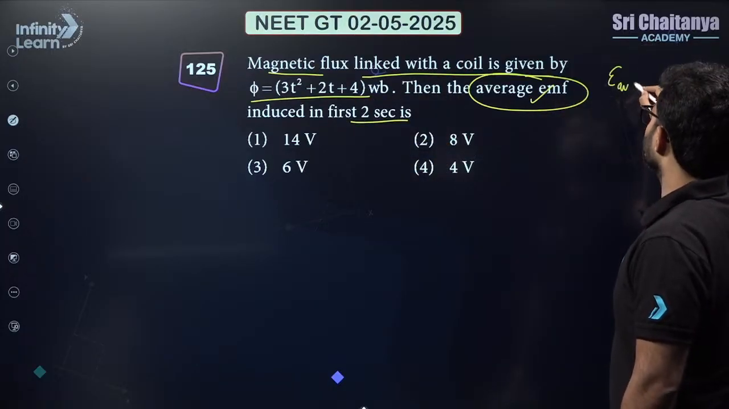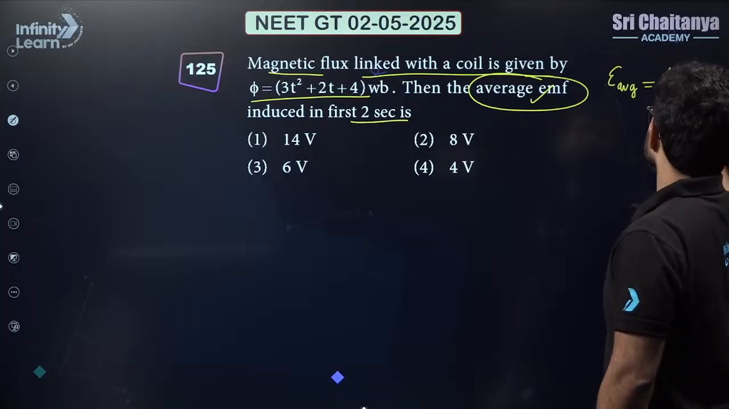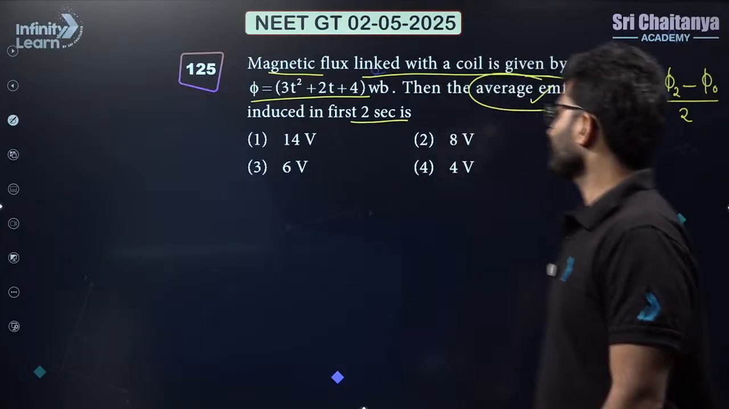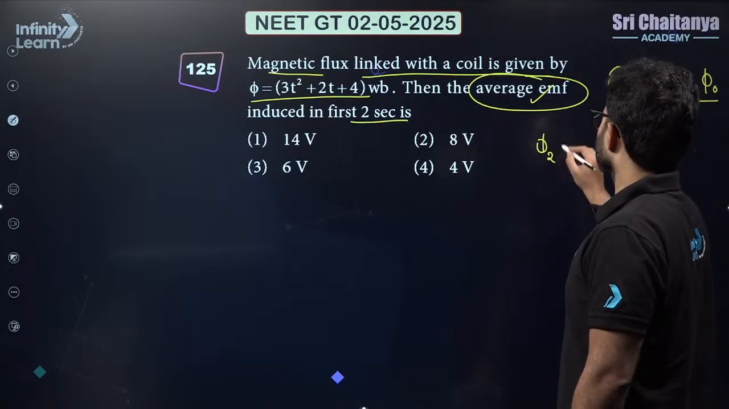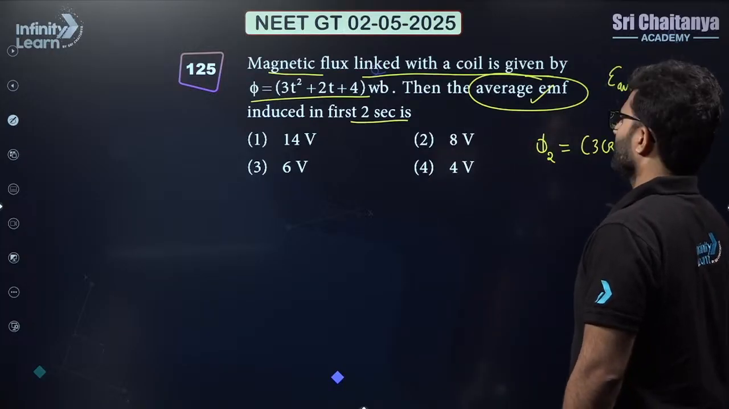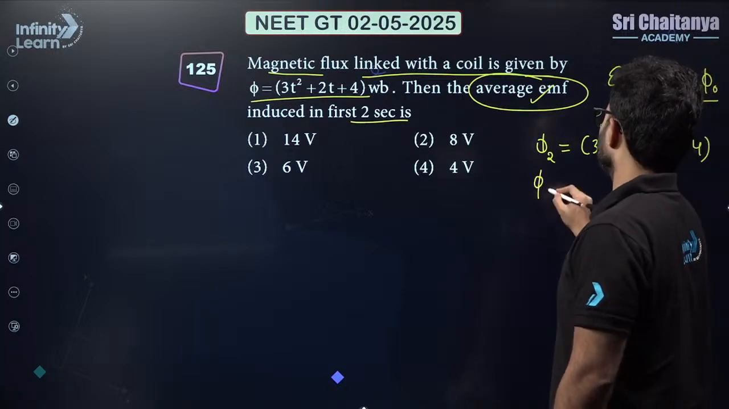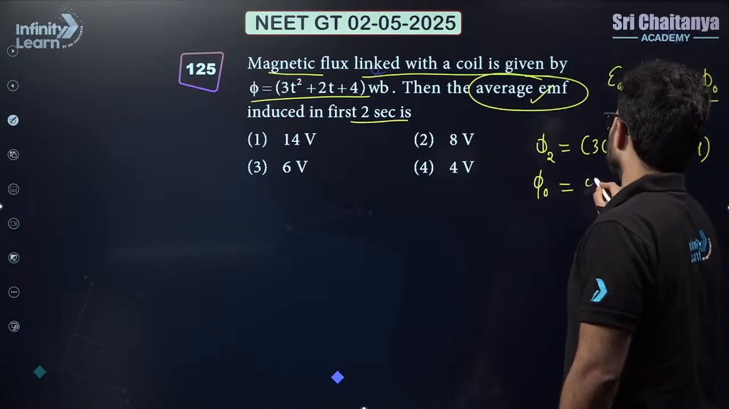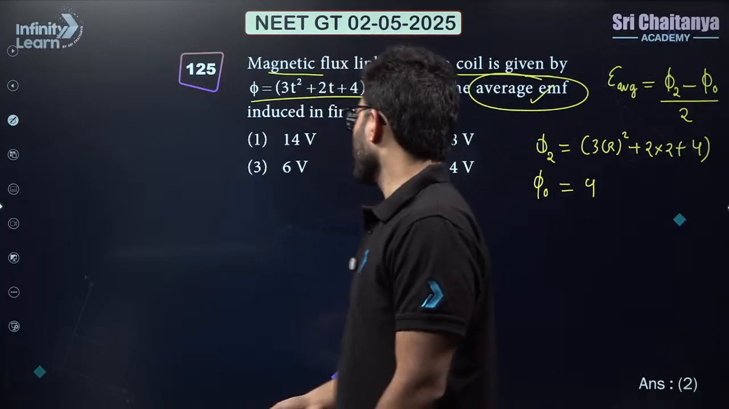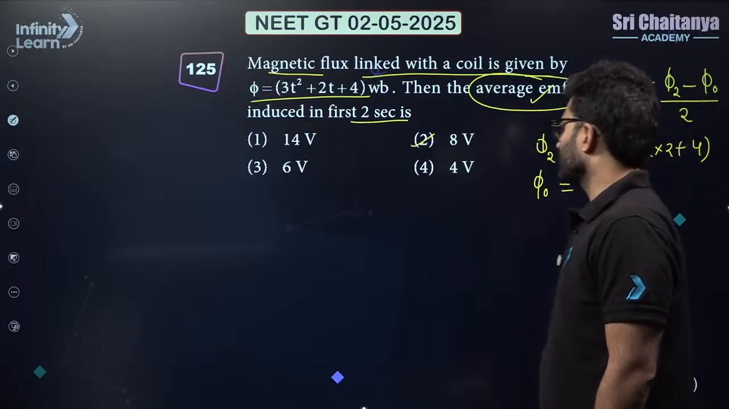So how do I calculate the average EMF? I calculate the flux at 2. I calculate the flux initially and then I divide by the total time, which is 2, right? Understood? So fairly simple. You can calculate what is flux at 2. That would be 3 into 2 square plus 2 into 2 plus 4. That is my flux at 2. And what is flux initially? That is 4, right? So you can just calculate these values, take the difference and then divide it by 2, right? Understood? That will give you, I think, 8 volts.